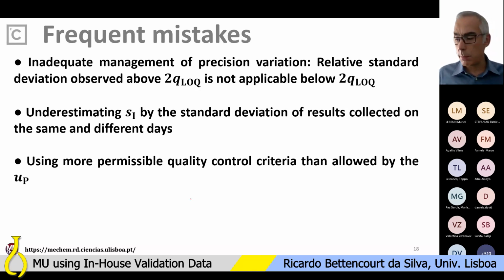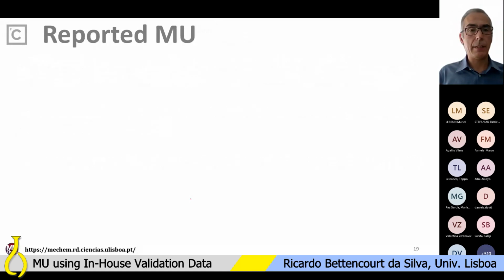Another very frequent problem nowadays is that labs calculate an uncertainty that is not compatible with the quality control criteria. Imagine the expanded uncertainty is 10%, and then the quality control of a control standard accepts a difference of 20%. And they must be careful with matching that.